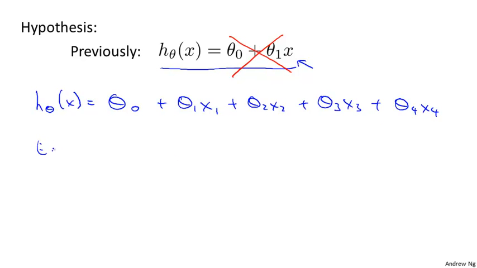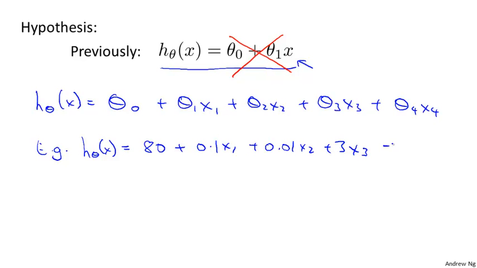Concretely, for a particular setting of our parameters, we may have h of x equals 80 plus 0.1 x1 plus 0.01 x2 plus 3 x3 minus 2 x4. This would be one example of a hypothesis. And remember, a hypothesis is trying to predict the price of the house in thousands of dollars. This is saying that the base price of a house is maybe 80,000 plus another 0.1. So that's an extra $100 per square foot.